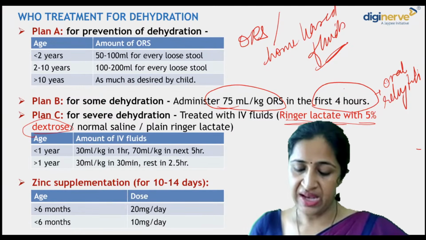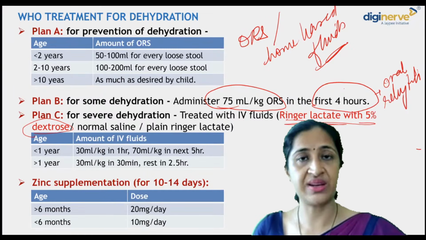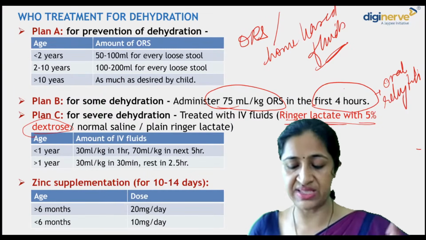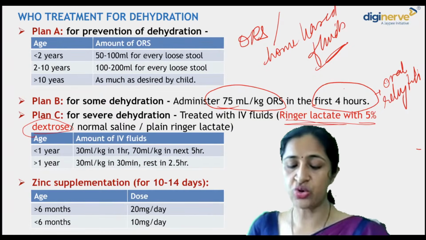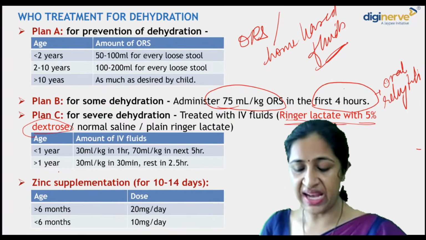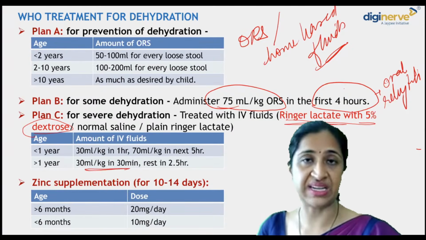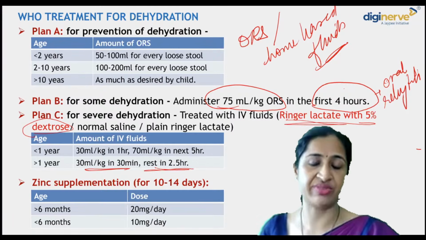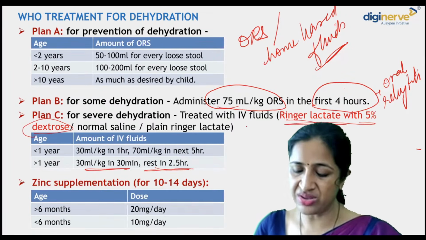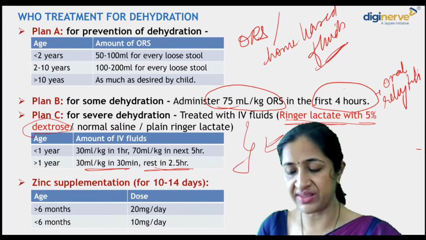Okay. Now the amount: in children less than 1 year of age, you will give 30 ml per kg in the first hour and 70 ml per kg in the next 5 hours. The total is for 6 hours. In above 1 year, 30 ml per kg in 30 minutes, and the rest you will give over the remaining 2.5 hours. Okay. All this is very, very high yield.